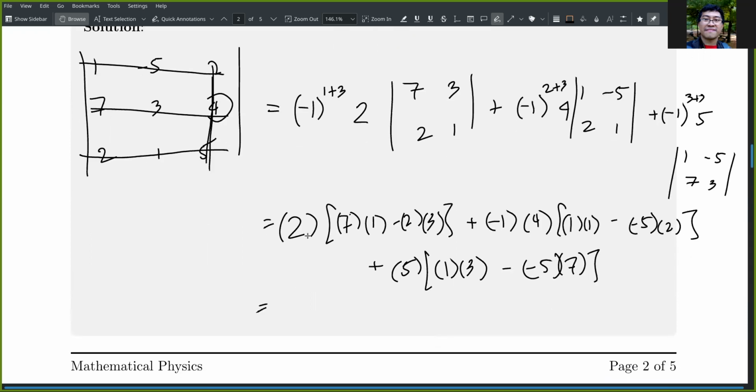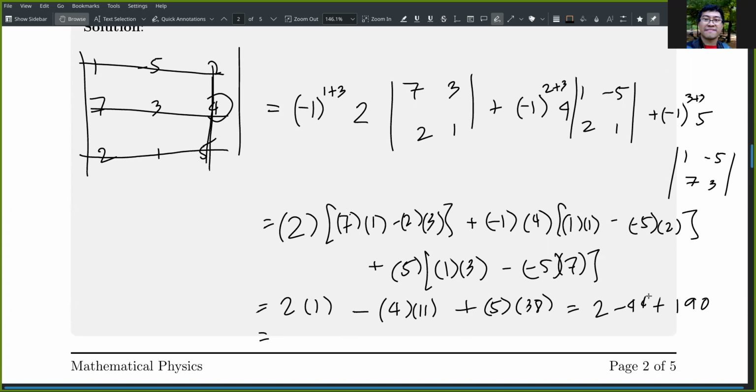And this becomes 2 times 7 minus 6, that's 1, minus, so this is 4 times 1 plus 10, that's 11, plus, so this is 3 minus negative 35, so that's positive 38. 38 times 5, so this is 2 minus 44 plus 38 times 5, that's 190.